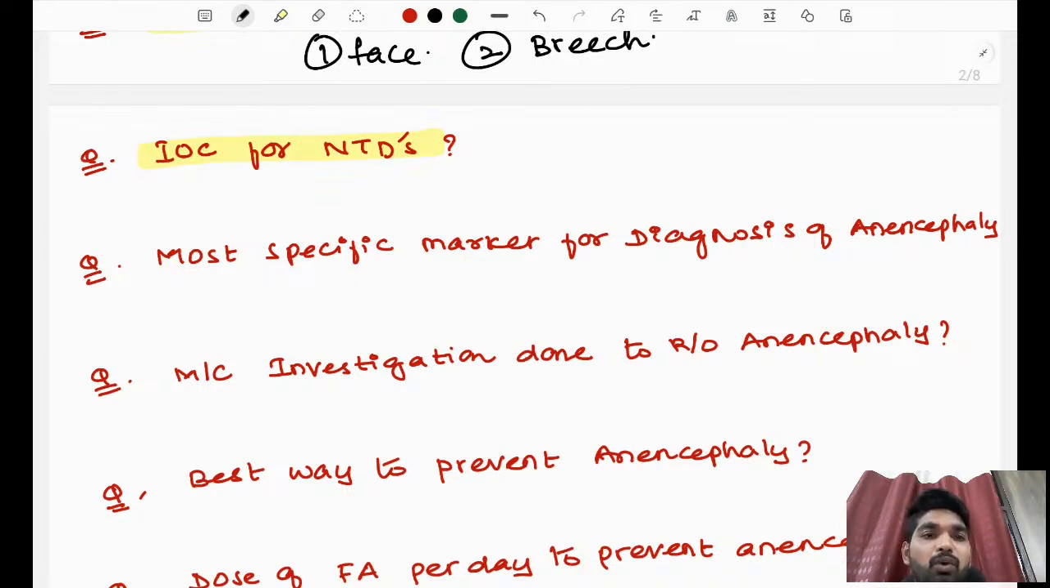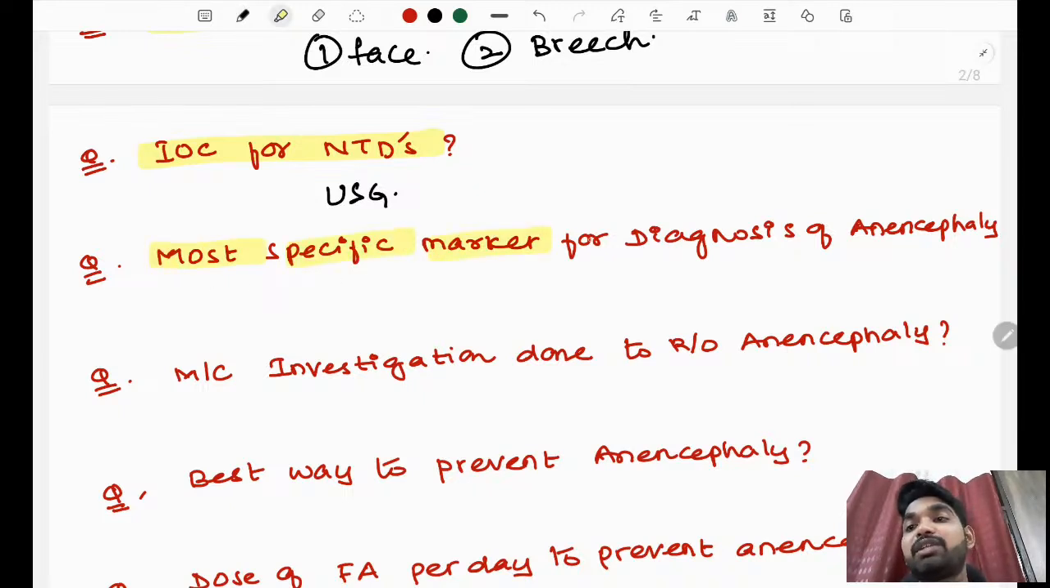Alpha fetoprotein. Most of you are saying what I'm asking, the investigation of choice for neural tube defects. Yes, Ravuri, Vanilla, Sangeeta, Navyasri, you are right. It is ultrasound. Ultrasound is the investigation of choice for NTDs.